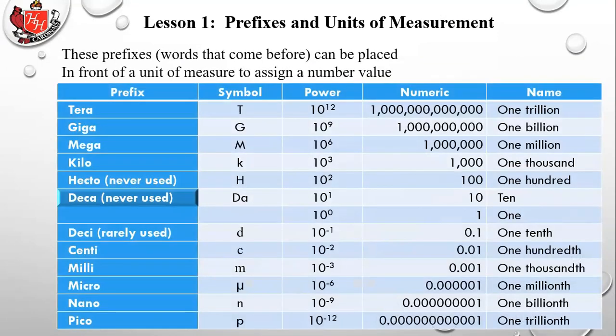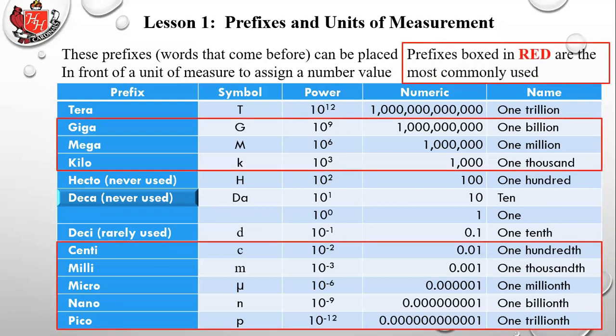These are the prefixes. Those are words that can be placed in front of a unit of measure to assign a number value. You can pause the video and review those, but here are the ones we use the most. Giga means 1 billion. That's 10 to the 9th power. Mega means 1 million. That's 10 to the 6th power. Kilo means 1,000. That's 10 to the 3rd power. Hecto, deca, and deci we almost never use. I will actually say we'll never use those.